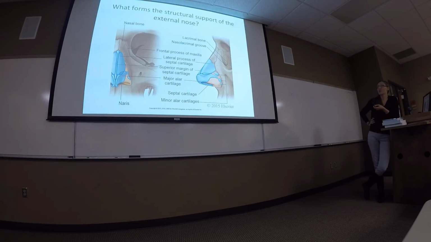Okay. So, external nose, just a couple of things I want you to know. There's the nasal bone and the frontal process of the maxilla bone here. And that composes most of the bony structure. The rest of it is cartilage. End of story.